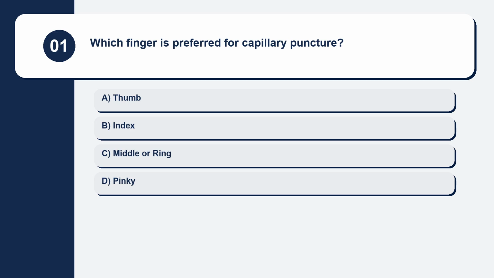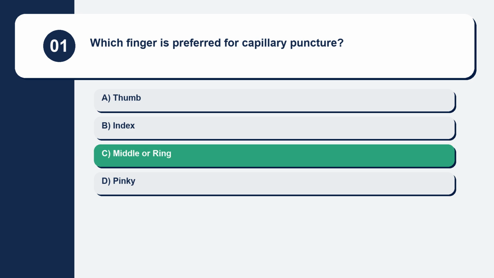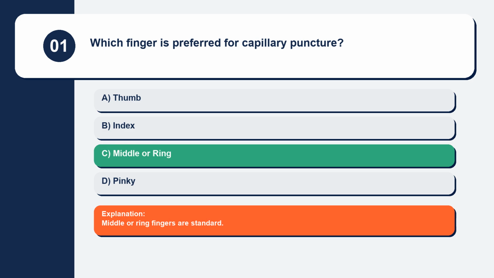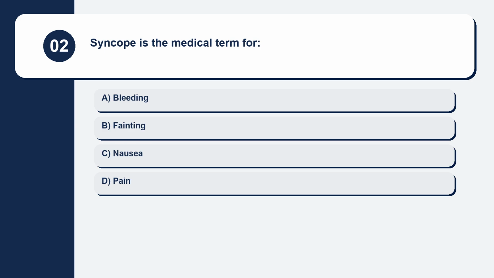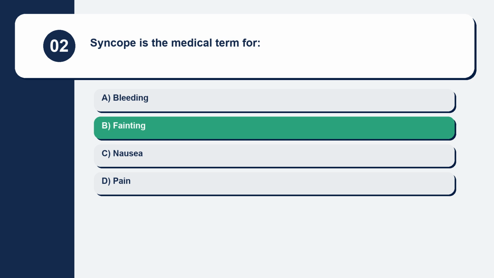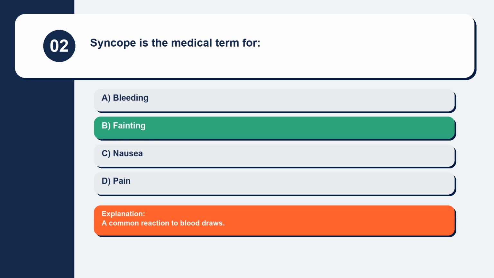Question 1. Which finger is preferred for capillary puncture? Thumb, index, middle or ring, pinky? Middle or ring fingers are standard. Question 2. Syncope is the medical term for bleeding, fainting, nausea, pain. A common reaction to blood draws.